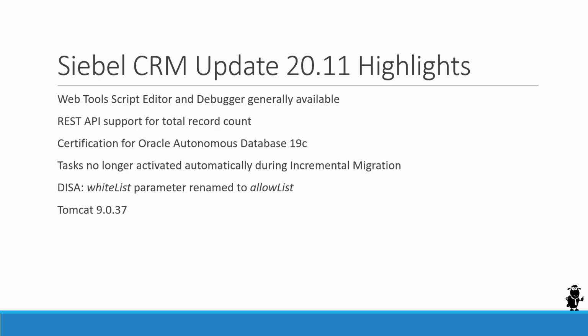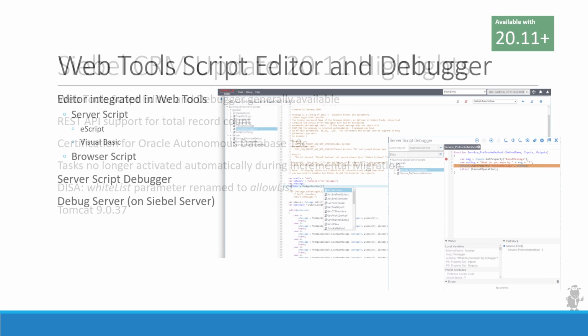Oracle support tells us there is a certification for Oracle Autonomous Database 19c with 20.11. Interesting change in the migration application as tasks are no longer activated automatically during incremental migration. And there's a change in DISA as to the whitelist parameter now being renamed to the less insensitive allow list. And Tomcat gets an update too, so the AI and SES Tomcats get updated to 9.0.37. So let's take a look at these highlights in a bit more detail.